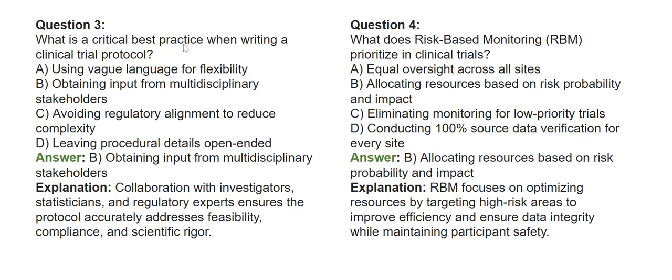Question 3: what is a critical best practice when writing a clinical trial protocol? Is it A, using vague language for flexibility; B, obtaining input from multidisciplinary stakeholders; C, avoiding regulatory alignment to reduce complexity; or D, leaving procedural details open-ended? So it's not D, not to leave details open-ended. Everything has to be clear and detailed. Regulatory alignment is needed, not to be avoided, so not C. And not to use vague language, so not A.